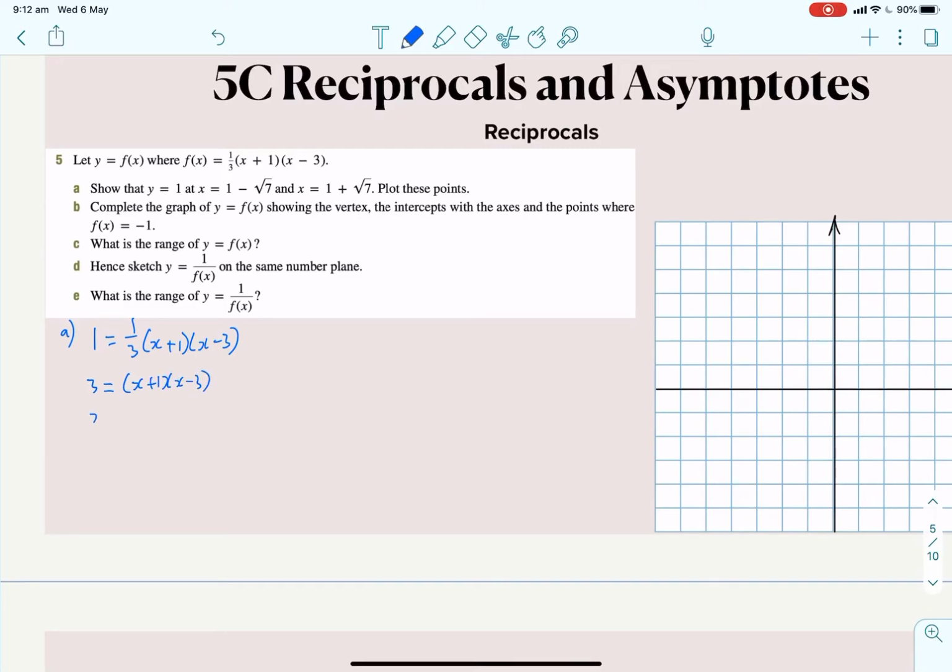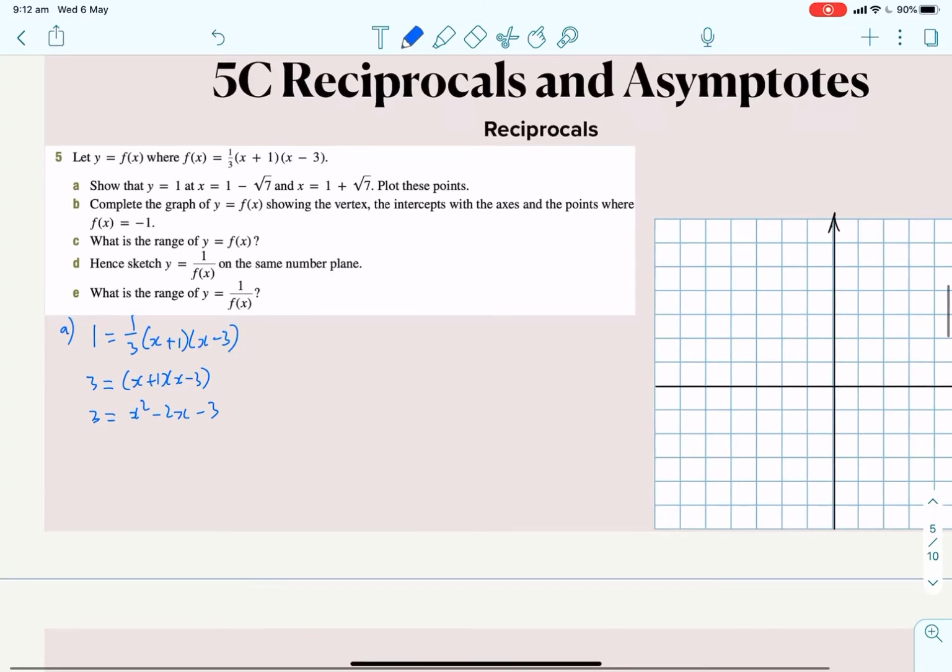And then we expand the right hand side. You've got x squared plus 1 minus 3 is minus 2x, and then minus 3. Okay. You move 3 to the other side. 0 equals x squared minus 2x minus 6.